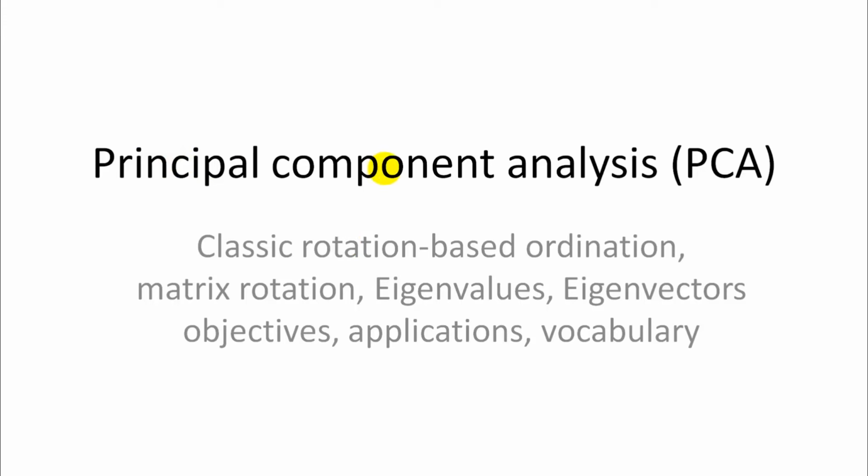This video covers principal component analysis, often abbreviated as PCA. It's one of the classic rotation-based techniques. It's an ordination. I'll explain to you what that means. It's based on rotation, so we'll figure out how to do matrix rotations, and then we'll cover a bunch of vocabulary, so eigenvalues and eigenvectors. Those are important to understand in the context of PCA, and then we'll see how that can be applied.